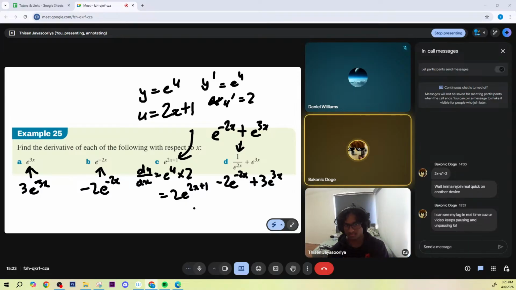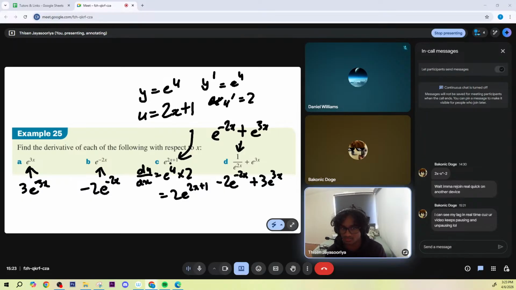Yeah, that makes sense. The other way we can do it is the quick chain rule. First we find the derivative of e, which is itself. Then we go up and multiply it by the derivative of the inside function, which is 2. So we get 2e to the 2x plus 1. Any questions about that?